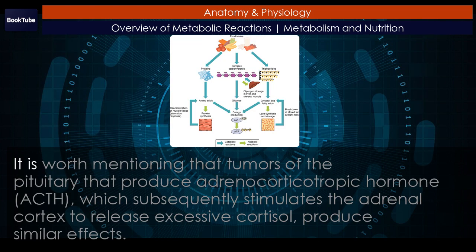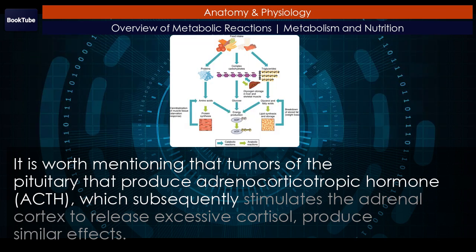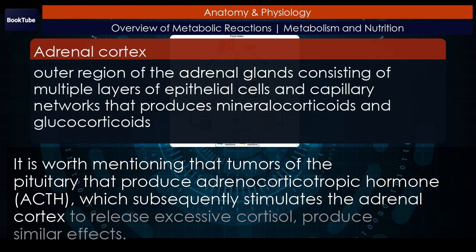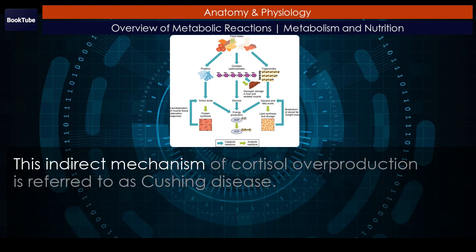It is worth mentioning that tumors of the pituitary that produce adrenocorticotropic hormone, ACTH, which subsequently stimulates the adrenal cortex to release excessive cortisol, produce similar effects. This indirect mechanism of cortisol overproduction is referred to as Cushing disease.